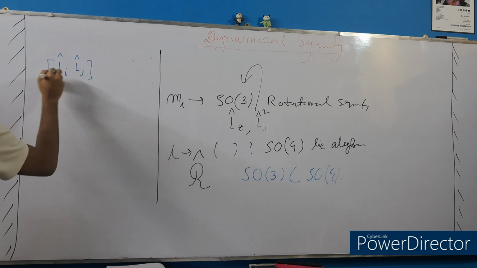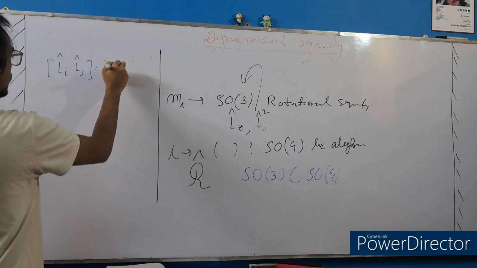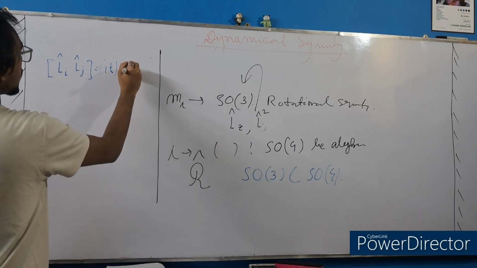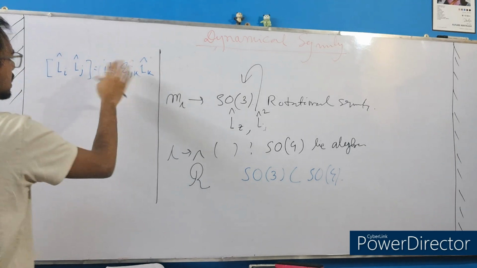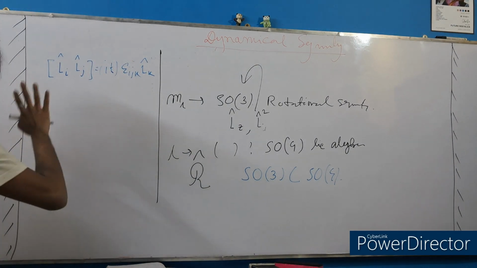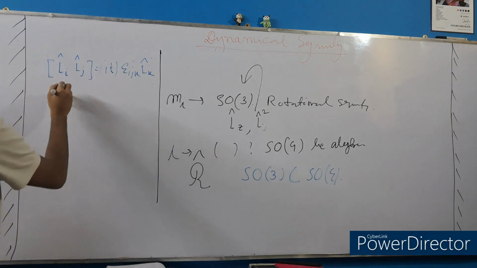These are angular momentum operators. I will ignore that iħ part. Let me write it: epsilon_ijk L_k. These are constants, so you can ignore them to understand the actual symmetry part. These are the scaling factors.